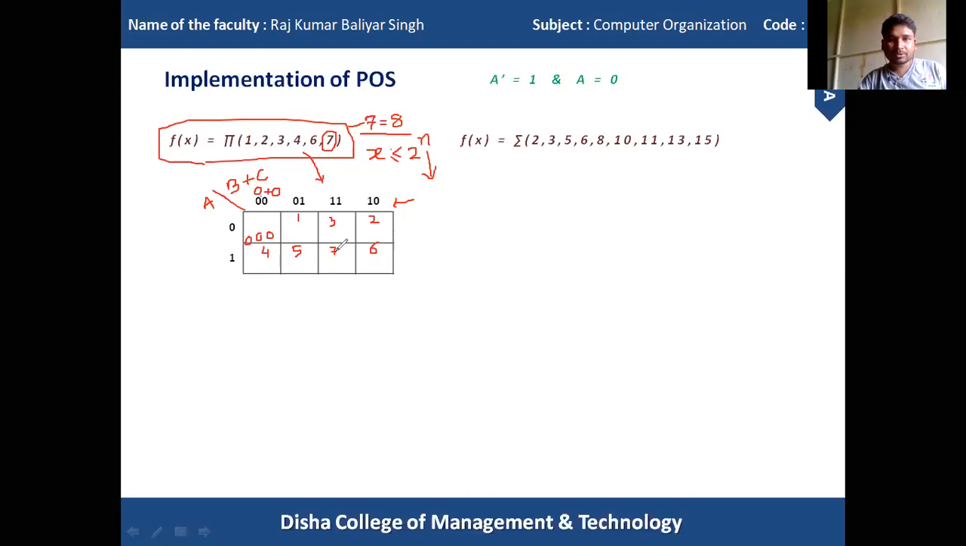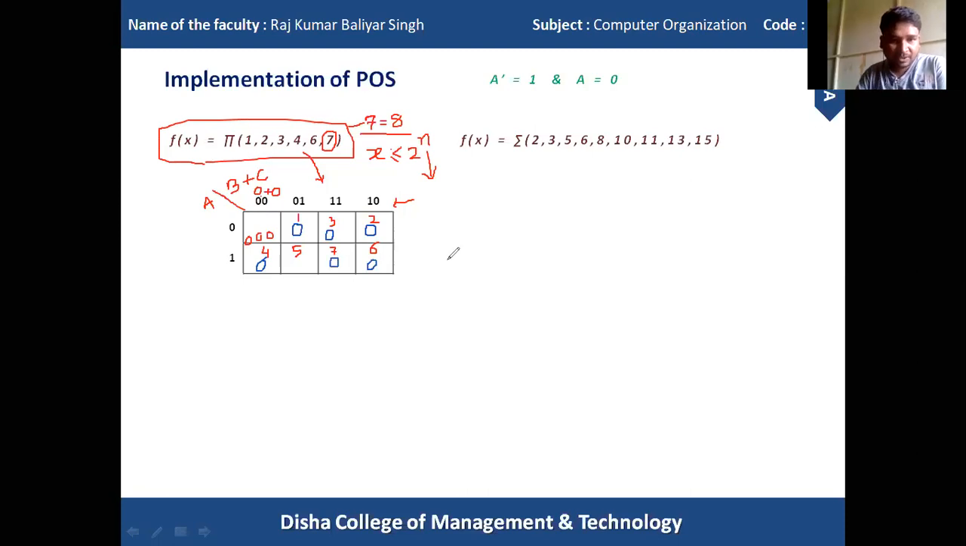So the next job is that we have to put 0 into the matched cells. This is cell 1, we have to put 0 here. The cell is 2, I have to put 0 here. This is cell 3, I have to put 0 here. And this is 4, I have to put 0 here. And this is 6, I put 0 here. The 7, I can use 0 here.